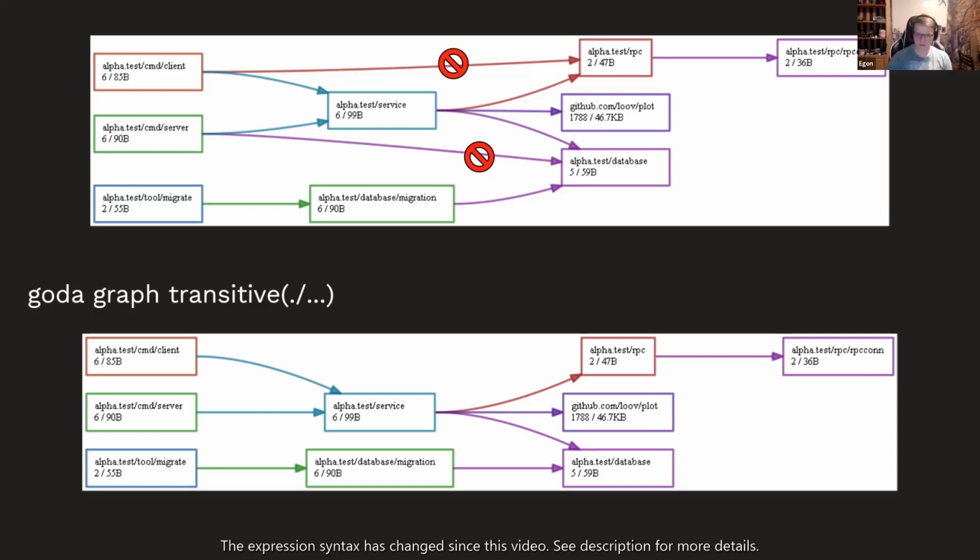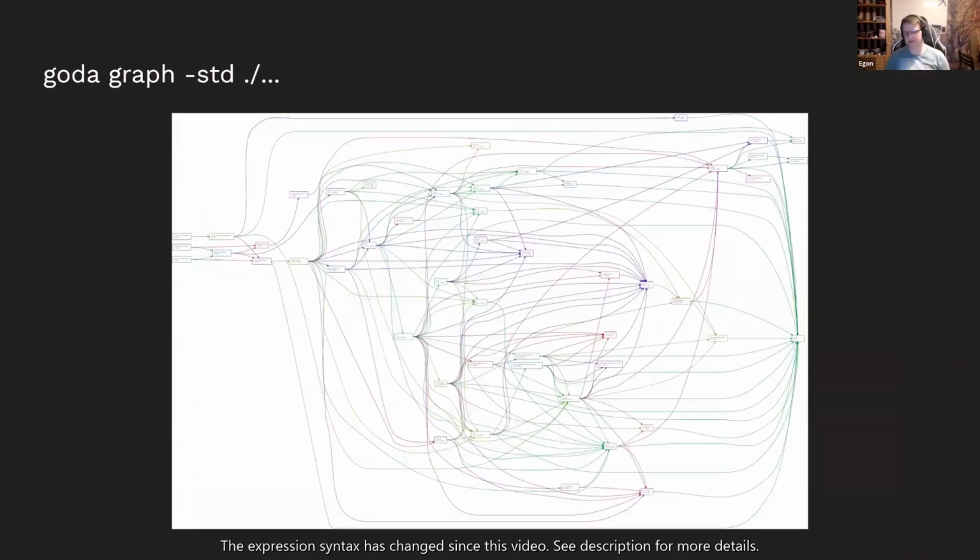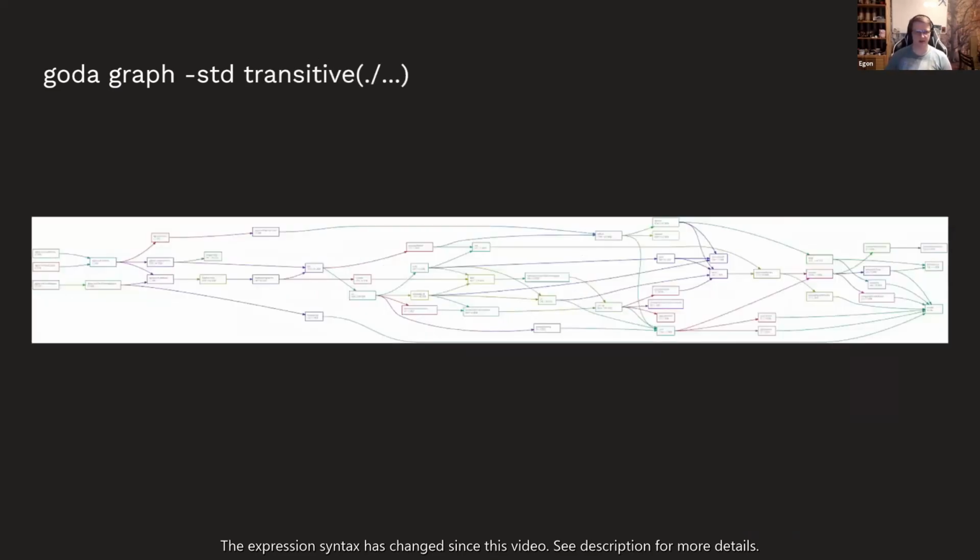So why is this useful? If we take this standard package example and do the transitive reduction here, you get this graph. So you get a much clearer, simpler view that can help you figure out things.